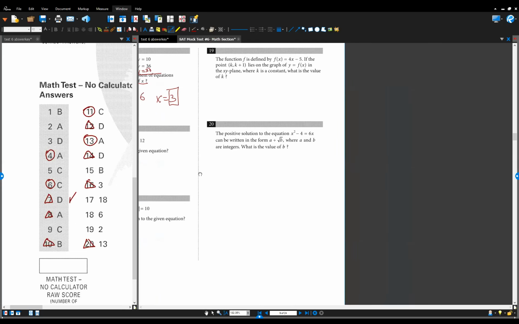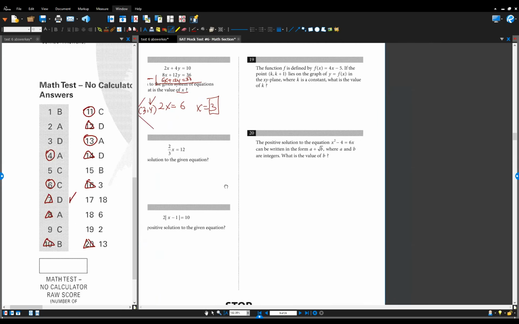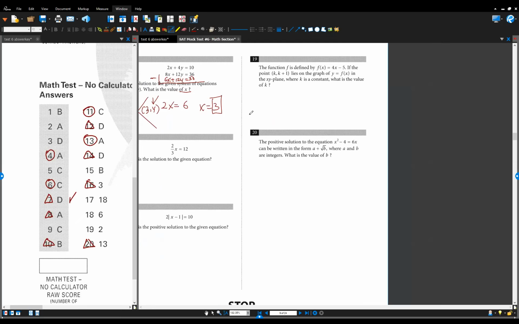All right, number 20. We did almost the same question last time. Can you see that? You can see that, right? But you have to use the quadratic formula. Okay, I'm going to use a different color. X squared minus 6x minus 4 equals 0. That cannot be factored. We know that. So what are the solutions using the quadratic formula?